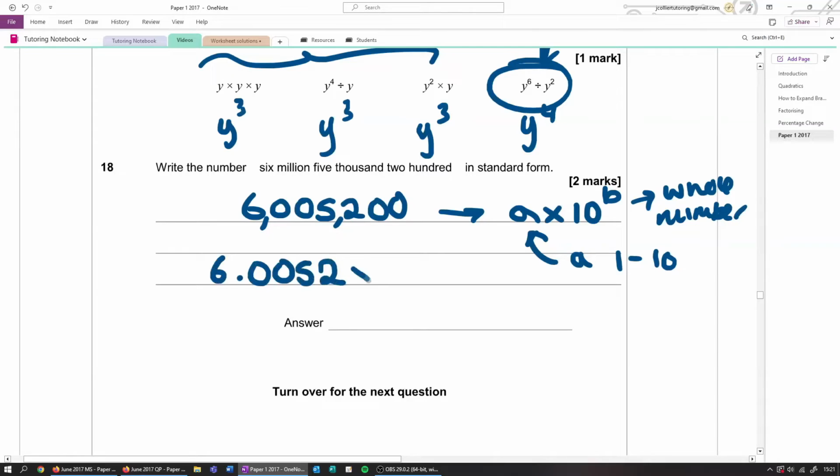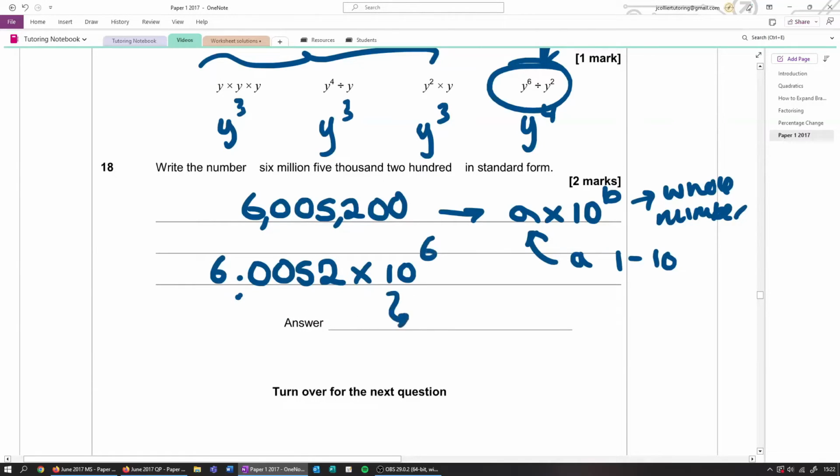6.0052 times 10 to the... Now this is the bit that we need to figure out. How many powers of 10 am I going to need to shift this number back to where it was? So we need to get all these numbers back on the other side of the decimal point and 2 zeros. So it's 1, 2, 3, 4, and then we got the 2 zeros on the end, so it's going to be times 10 to the 6.